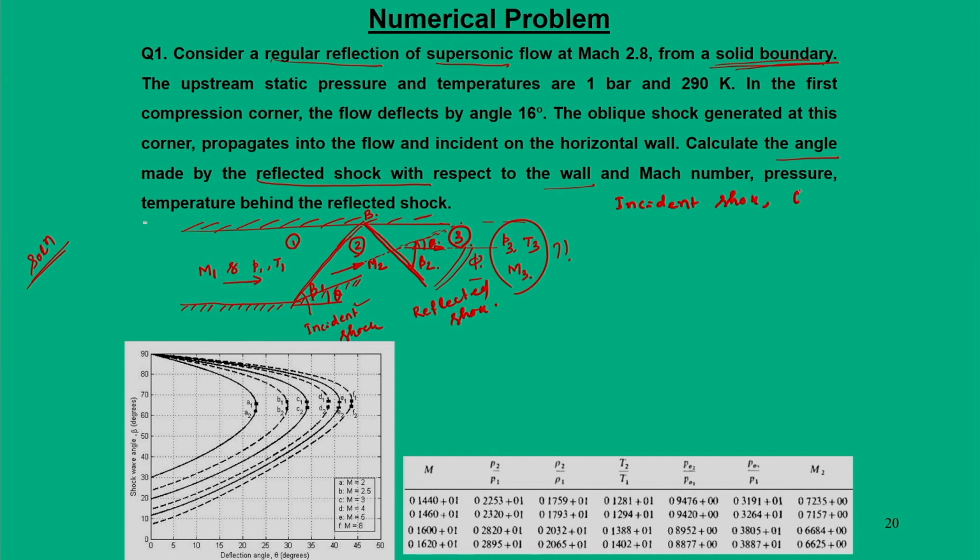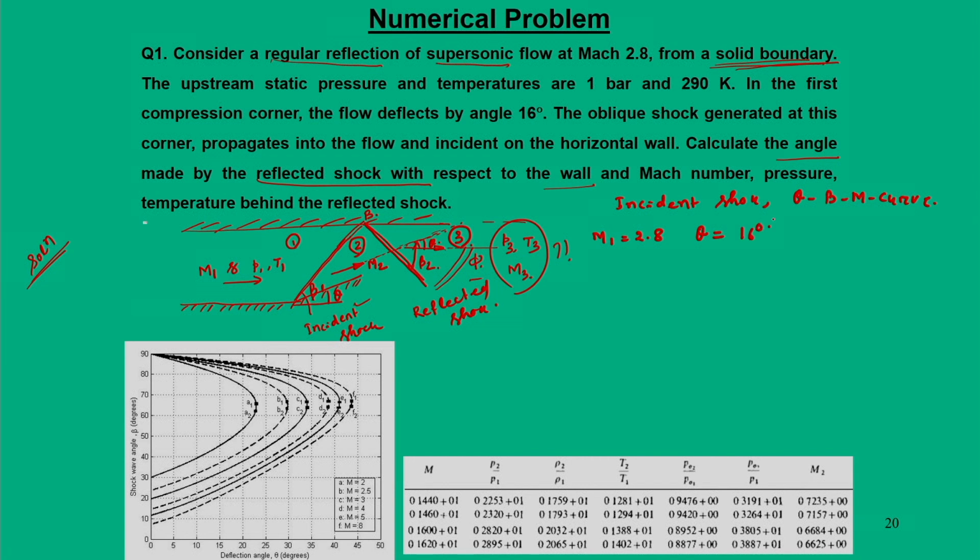and we have to recall the theta, beta, M curve. So, what are the known conditions given to us? M1 is 2.8 and theta is 16 degree.